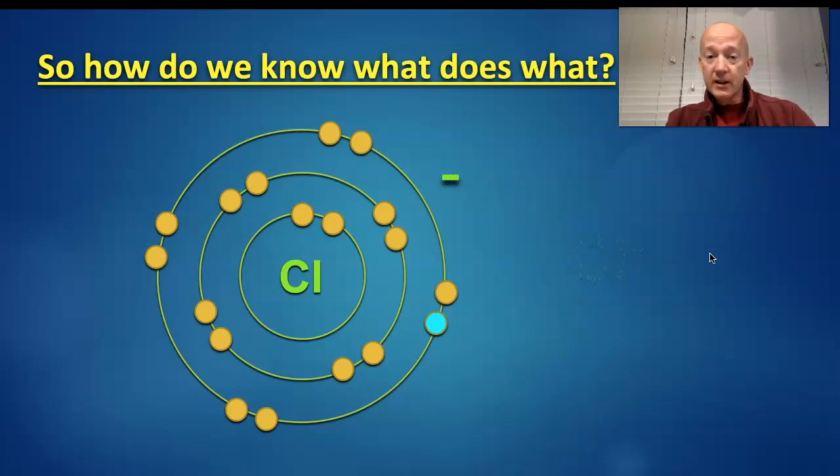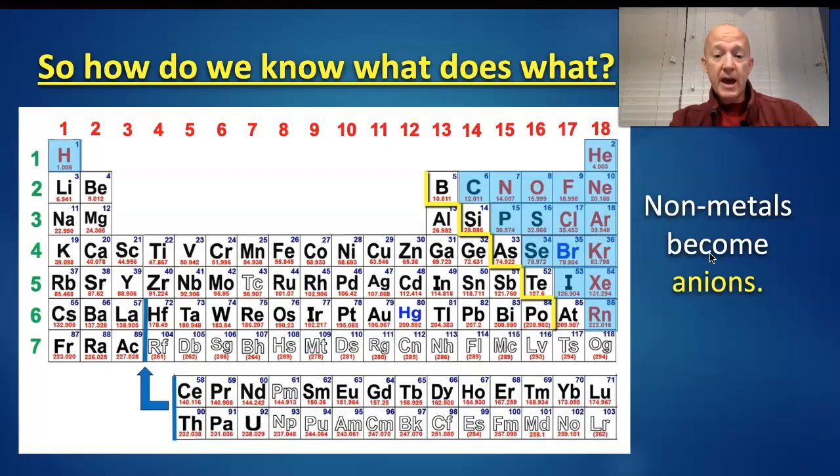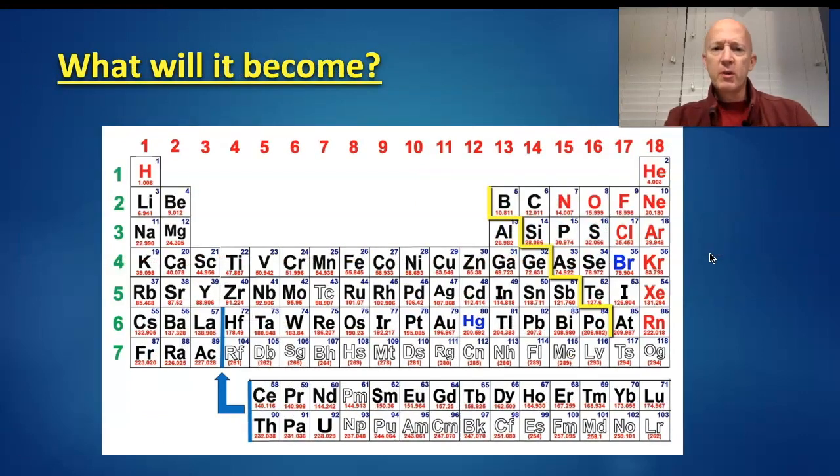We designate it like this. We show the symbol for chlorine with the negative symbol. And remember that nonmetal atoms tend to gain electrons in order to achieve that stable configuration. So they become negative ions. We call these anions. So let's do a quick little review here. How about magnesium? What will magnesium become? Will it become a positively charged ion or a negatively charged ion? How about it?